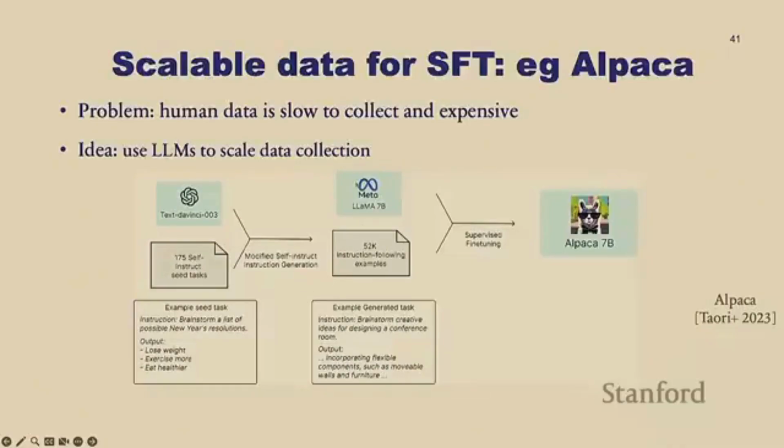And then we took Llama 7B, which was the best pre-trained model at the time, and we just fine-tuned this with supervised fine-tuning, as I told you. And that's how we got the Alpaca 7B model.